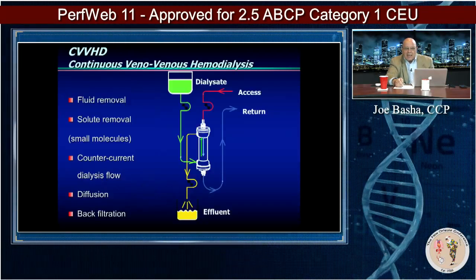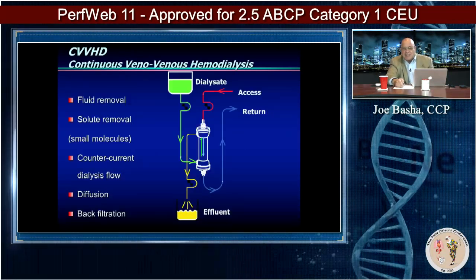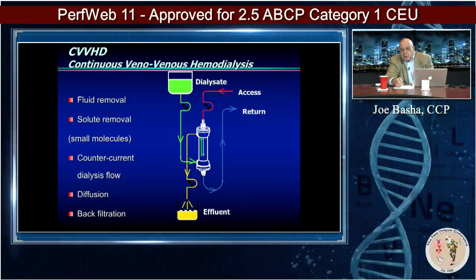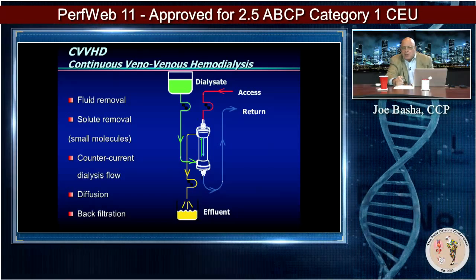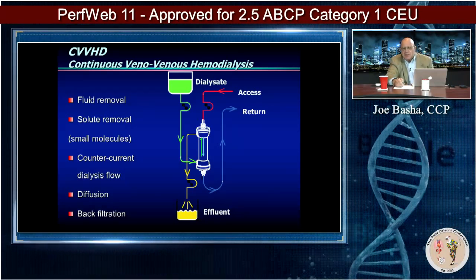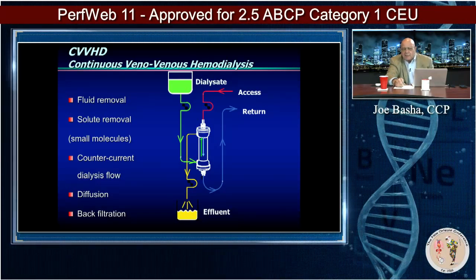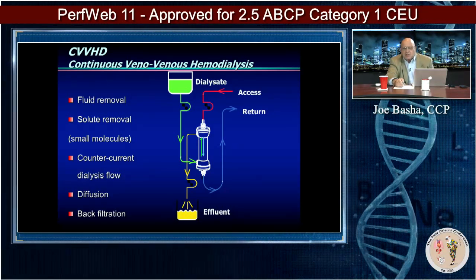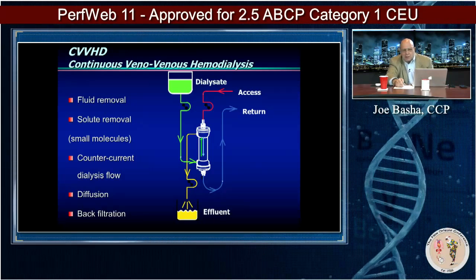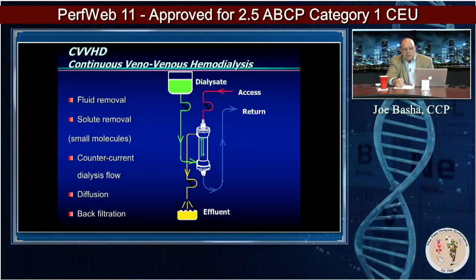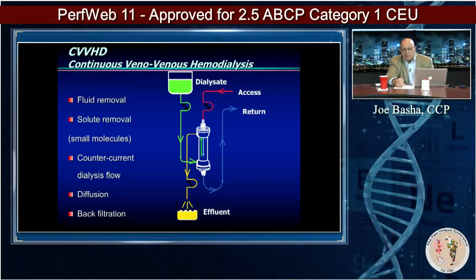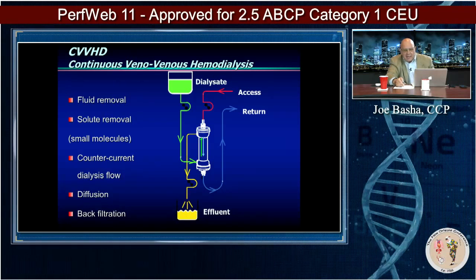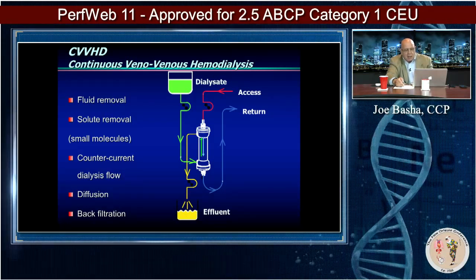Okay, so CVVHD, which I think, frankly, makes no sense whatsoever, but some people do use it. I want to bring it up. It's continuous veno-venous hemodialysis. It relies only on diffusion. It's for fluid removal and small solute removal. It does have countercurrent flow, diffusive, and backfiltration, and you can, of course, ultrafiltrate with it. But this is essentially no better than dialysis in that regard.